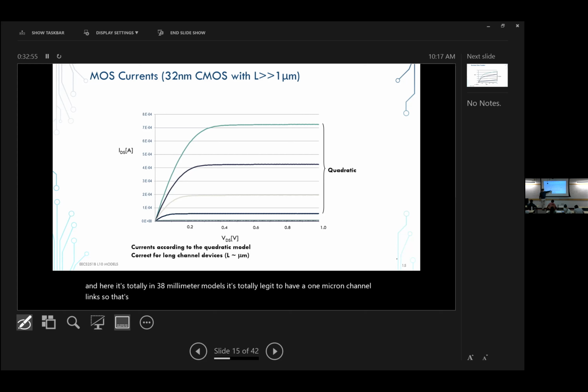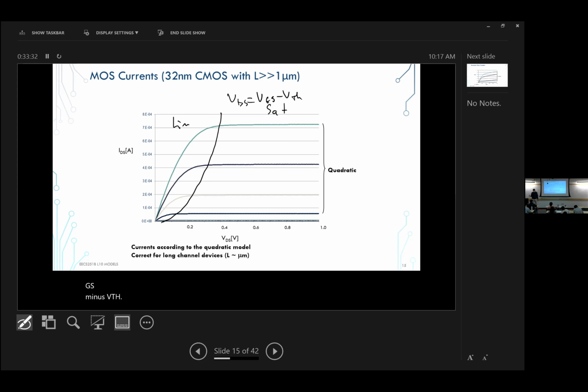And what you're going to see here is the spacing between linearly spaced VGS curves. It's going to be quadratic. You're going to have a perfect parabola here, and the separation between the linear and saturation is also going to be a perfect parabola, at VGS minus VTH.